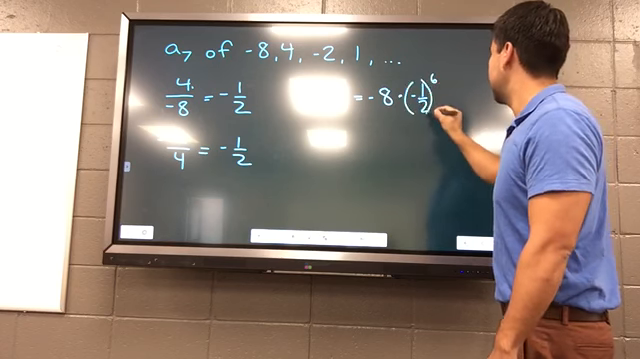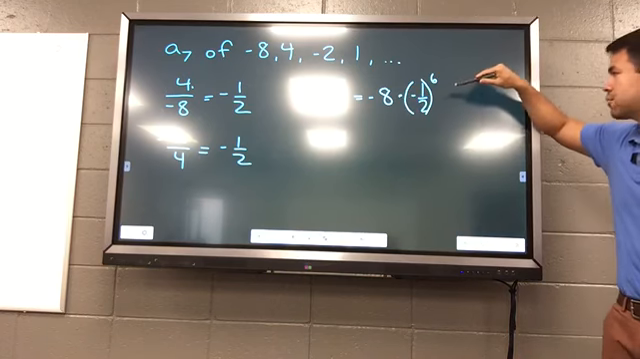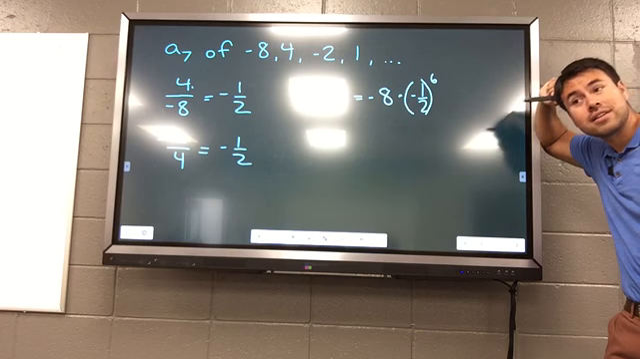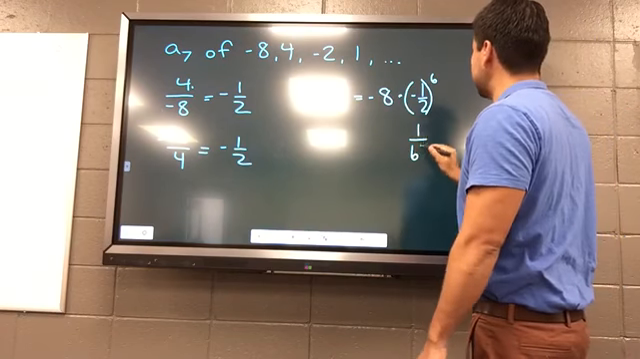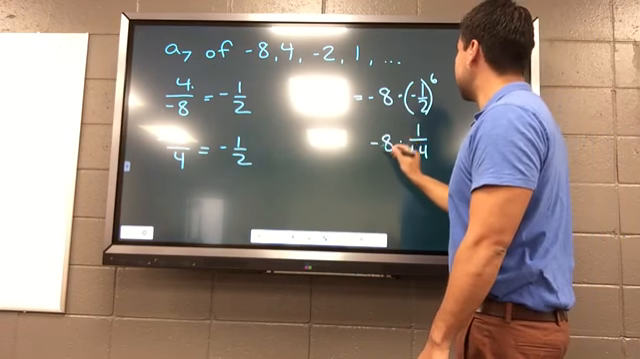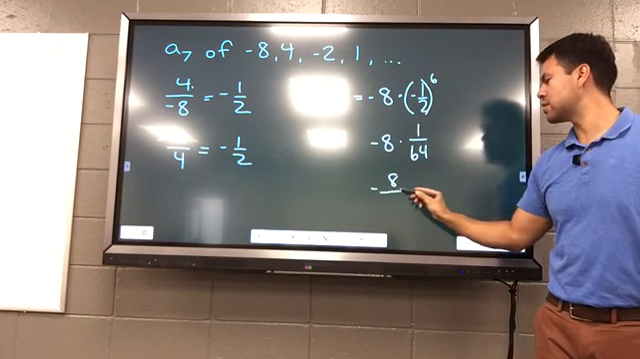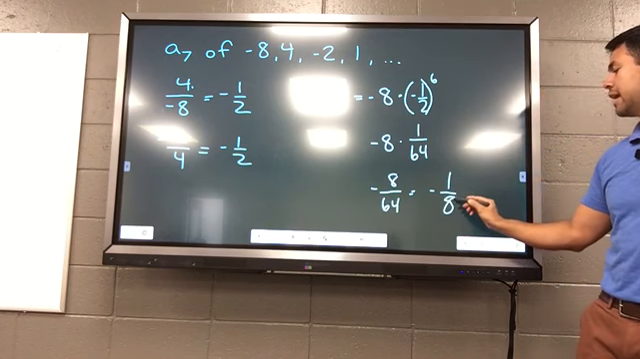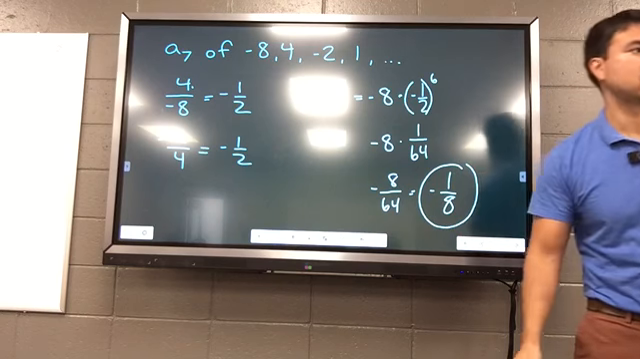Okay. And I'm going to put that in parentheses to help me out, especially later on. What's negative 1/2 to the 6th? Positive 1/64. What's negative 8 times 1/64? It's negative 8 over 64, which reduces to negative 1/8. Negative 1/8. We got that.